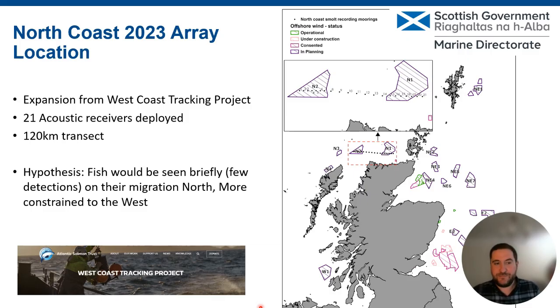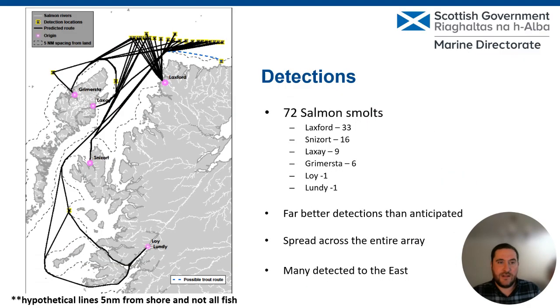is in that area. What we expected to see was that the fish would be seen very briefly, only for a few detections on their migration north, that it'd be quite an active migration, so we wouldn't see them for very long, and that they'd be mainly constrained to the west, which is the fairly direct route, or the most direct route for fish going north, coming out of this area and these rivers.